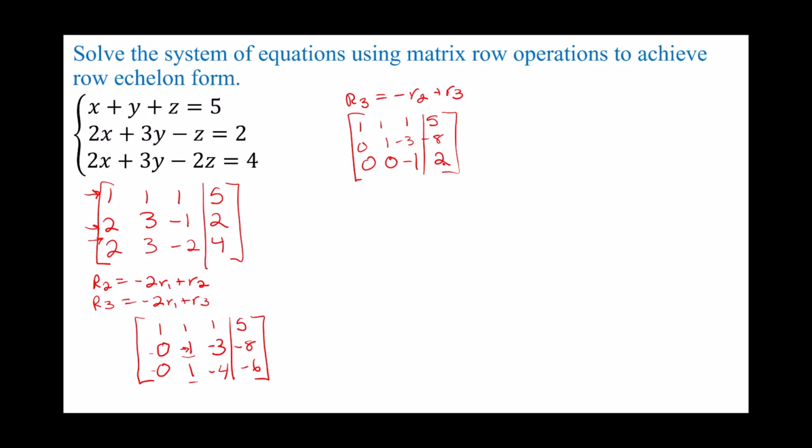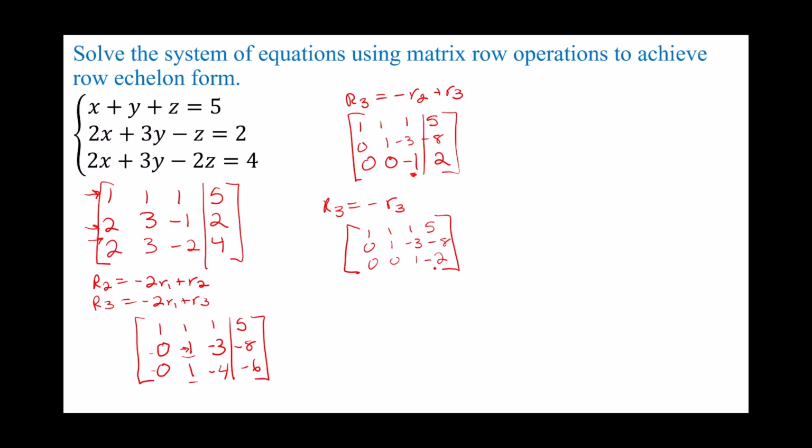Okay, I'm almost in row echelon form. Now I need to make this a 1. So I'm going to say my new row 3 will be negative the old row 3. So negative 1 times the old row 3. And then I have the first two rows staying the same. And that last row becomes 0, 0, 1, negative 2. Okay, so this is in row echelon form.